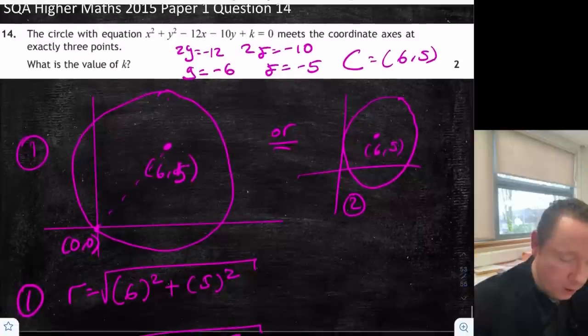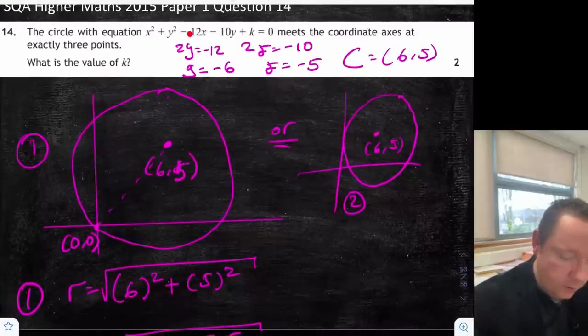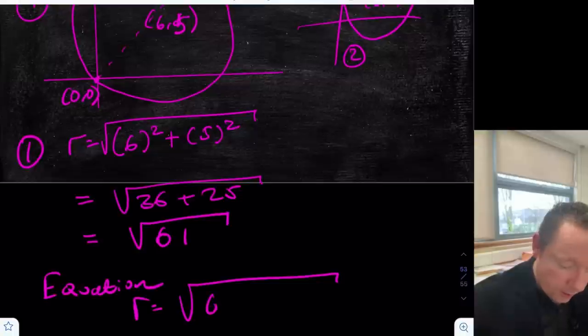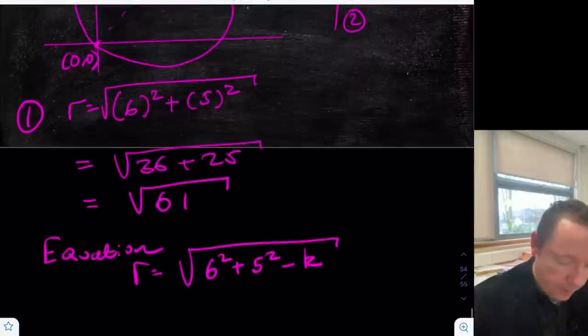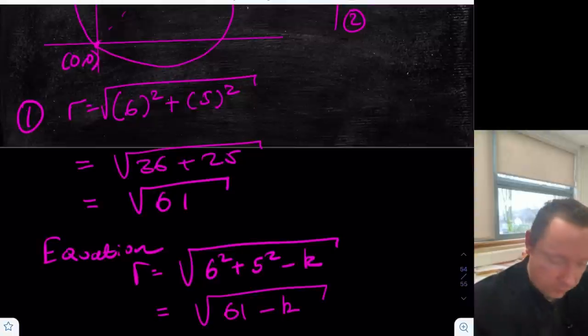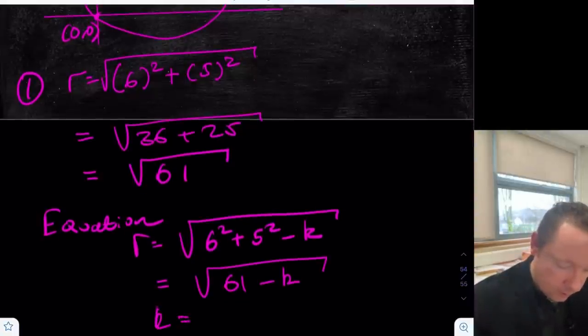But from the equation, the radius equals the square root of g squared plus f squared minus c. So we know that g and f are 6 and 5, but we've got c as k. So from the equation, we also get our radius is equal to the square root of 6 squared plus 5 squared minus k, because c is k. That is the square root of 61 minus k, and therefore k must be 0. That should be pretty obvious. So for option 1, k is 0.